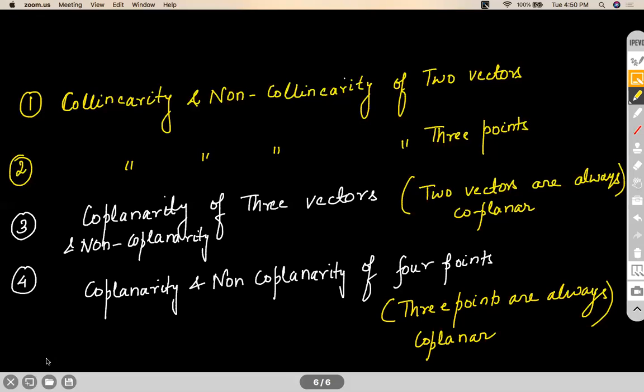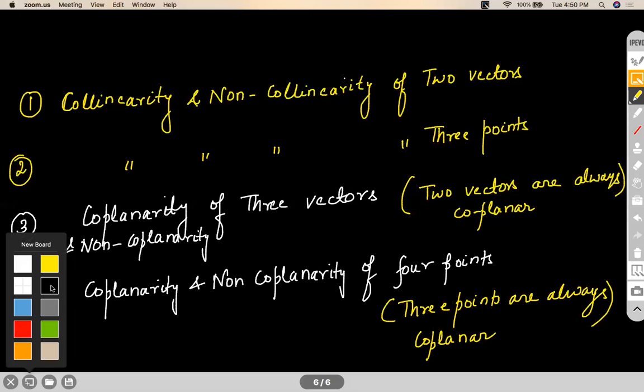Now pay attention, these concepts are not done in school, and hence there are a lot of misunderstandings and myths associated with these concepts. Let us talk about the first thing, collinearity and non-collinearity of two vectors.